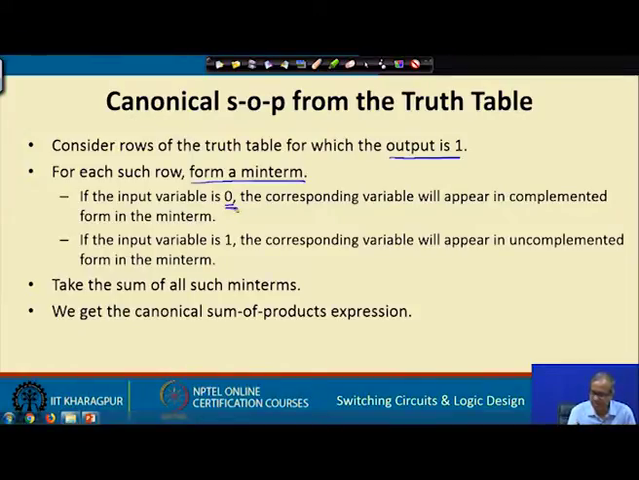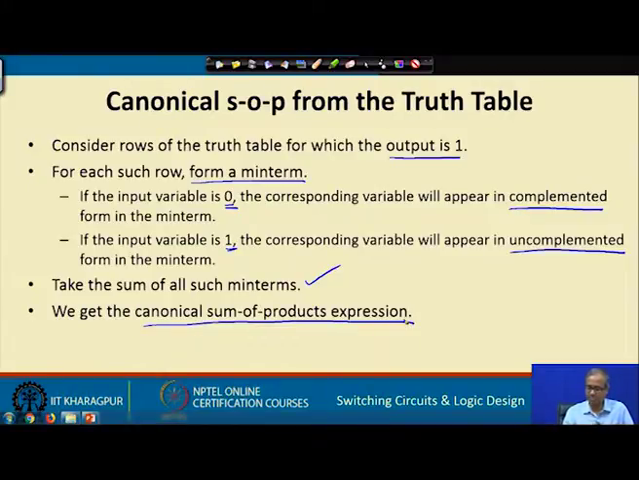If a variable is 0, you complement the corresponding variable. If the variable is 1, you leave the variable as it is, do not complement, take the sum. What you get is the canonical sum of product expression. This is what we discussed in our last lecture. Let us work out the example once more, and there is no harm in working out again.